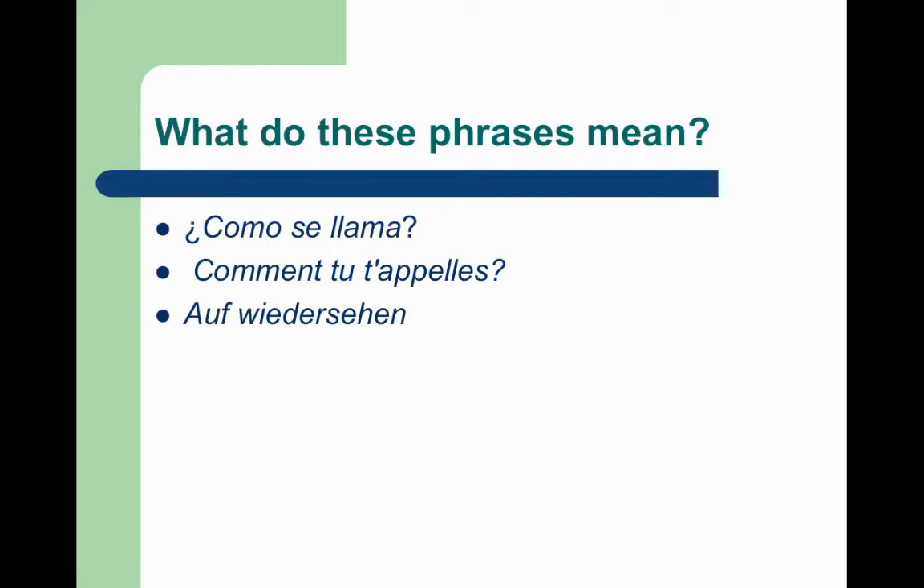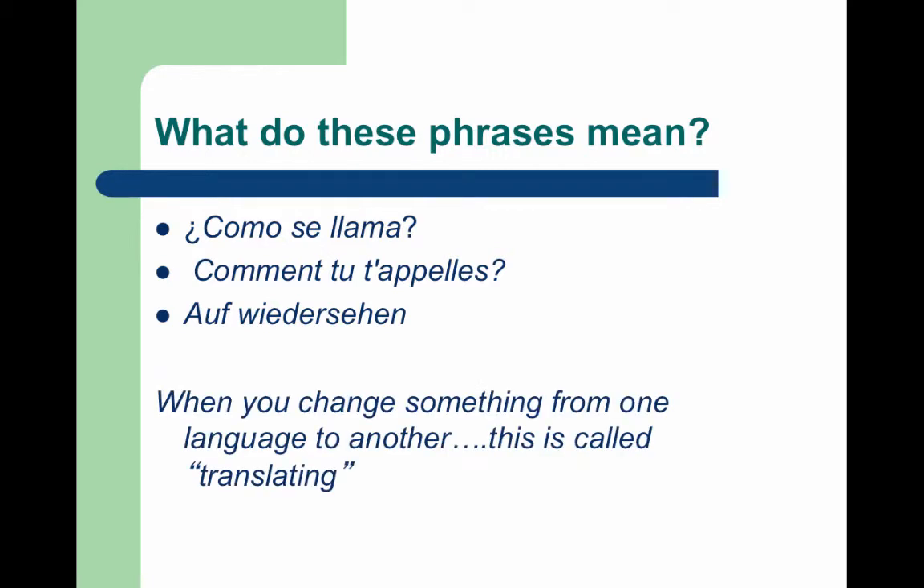So, a couple phrases. If you're in Spanish, French, or German, you might be familiar with these. These are standard greetings in different languages. So, como se llama, comment tu t'appelles, and auf Wiedersehen. When you change something from one language to another, this is called translating, right? Como se llama, I think it means how are you doing. Auf Wiedersehen is goodbye. I don't know the French one, but that's okay. You understand what I'm saying here. You're taking this from Spanish, from French, and from German and putting it into English. That's actually translation.